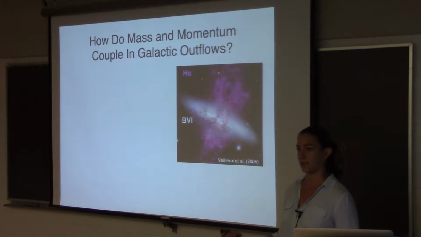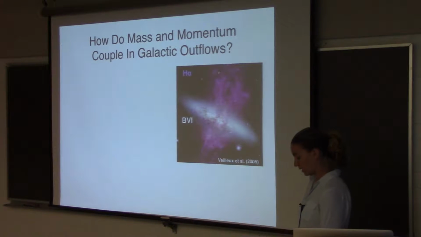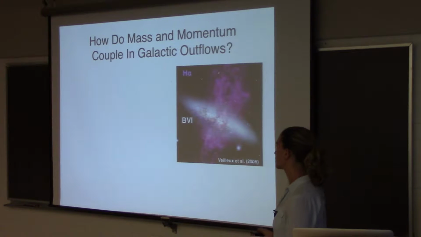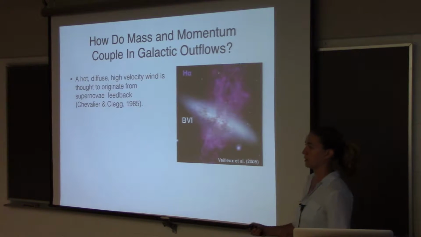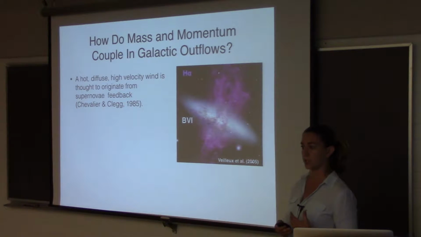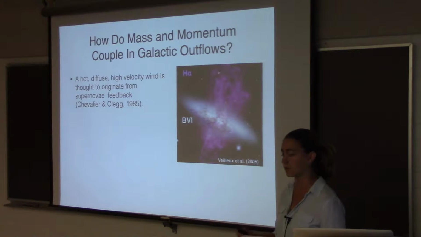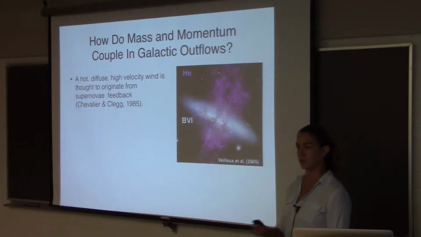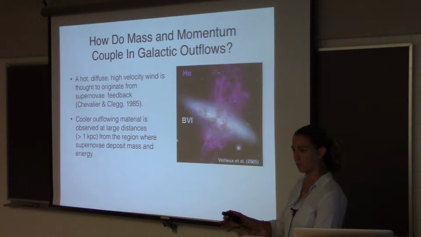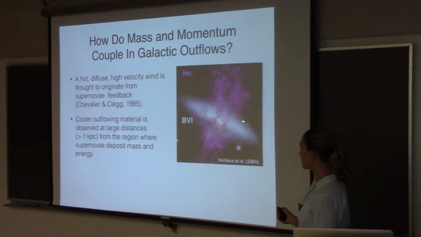So the questions that I would like to investigate in this particular talk include how mass and momentum are going to be coupled in these complicated multi-phase wind structures. And so to go over some of the things that I've mentioned so far, we think that there's a hot diffuse high velocity wind that originates as a result of the starburst from supernovae. And we have some observational evidence of that in the form of spatially resolved X-ray data. But we also see this cooler outflowing material. And it seems to be coexistent with the hot phase. And it's at large distances, often more than a kiloparsec from the galaxy.